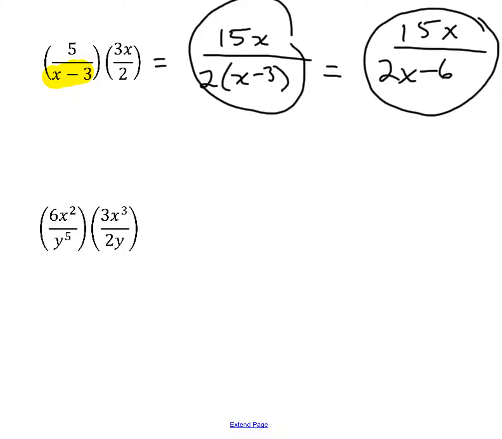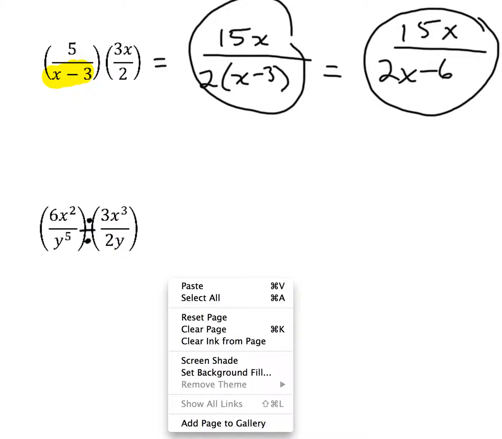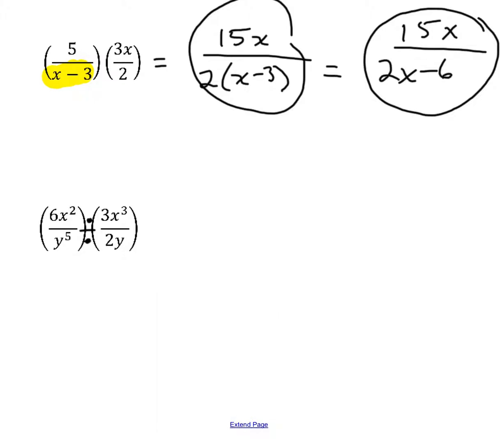One last one, that's an expression, and then we'll move on to equations. Here I've got 6x squared, 3x to the third, y to the fifth, and 2y. And I'm pretty sure in this example I wanted it to be division because I wanted to review division. So let's put a division sign in there so I know what I'm after. Okay, and now I'm going to say, all right, I want to divide these.